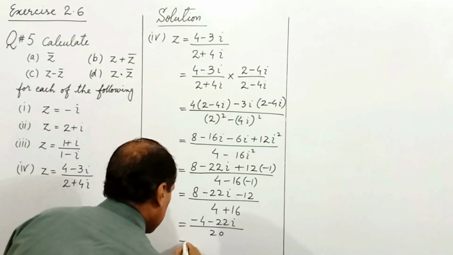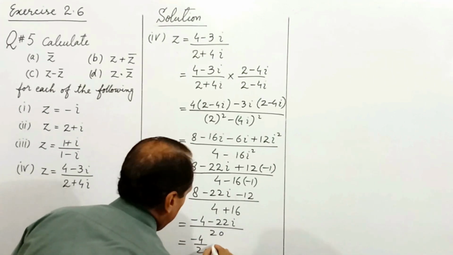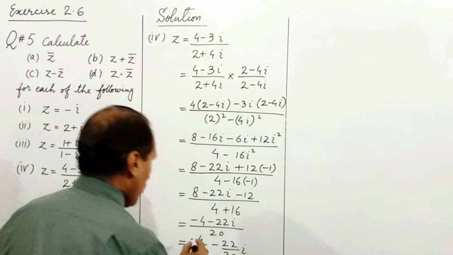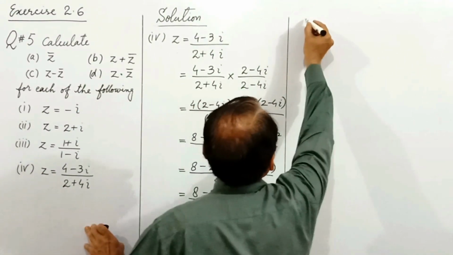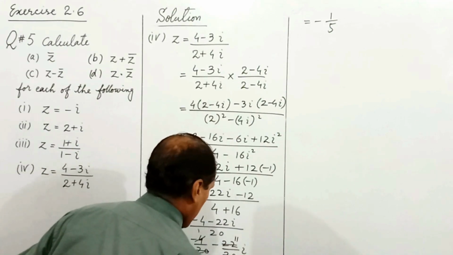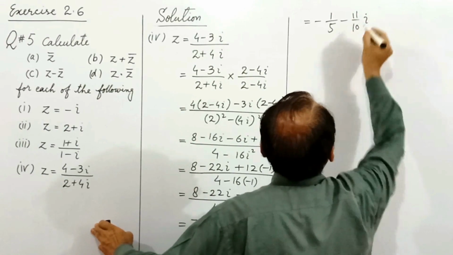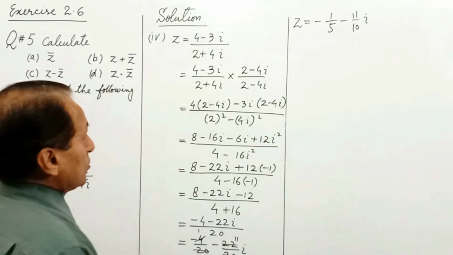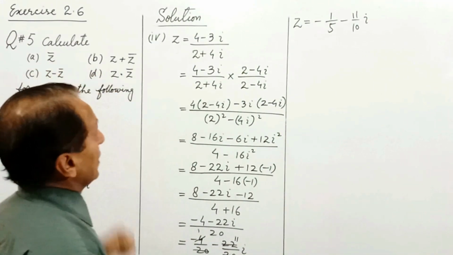Applying the inverse action for LCM, we got minus 4 over 20 minus 22 over 20 iota. 4 ones are 4 and 4 fives are 20, so we get minus 1 over 5. 2 11s are 22 and 2 10s are 20, so we get minus 11 over 10 iota. So that is the value of Z in simplified form. Let's begin with the solution of the 4 parts which are required in the question.